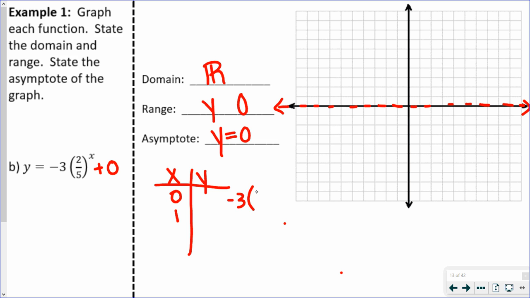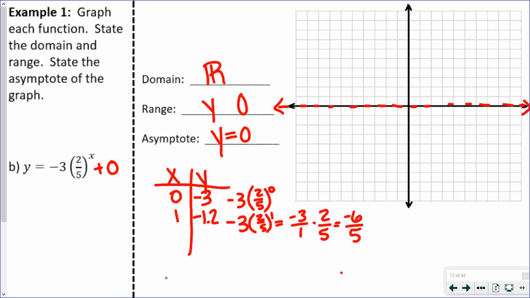So this one's -3 times 2/5 to the 0 power. Well, anything to the 0 power is 1, times -3 is -3. Here I'll do -3 times 2/5 to the first power. So that'll be -3 times 2/5. I'll make -3 a fraction, so that'd be -6/5, which, if you type that in your calculator, is -1.2. Okay, so graph 0, -3, and 1, -1.2, which is about right there.